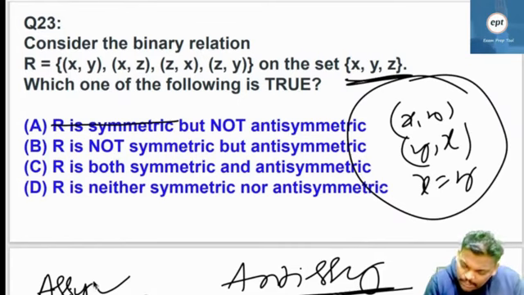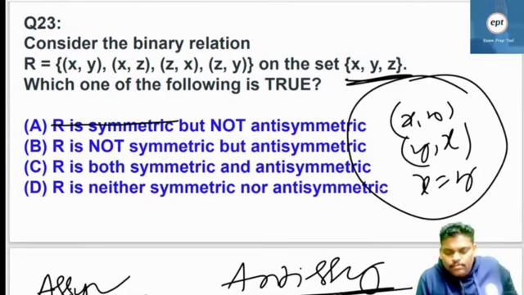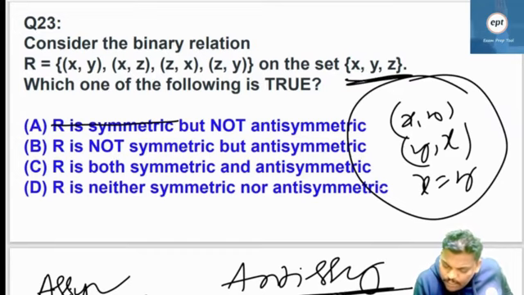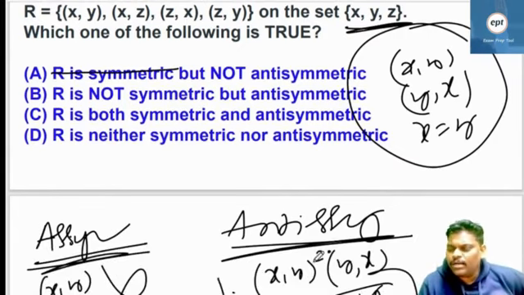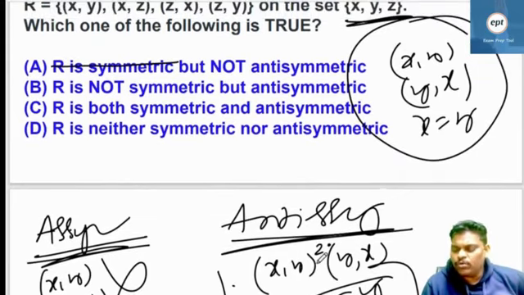Asymmetric: if xy is there, then yx cannot be there. But what is the meaning of anti-symmetric? If xy is there and yx is also there, then x is equal to y. Everyone, if anyone doesn't know, check one time. If anyone has a small doubt, check one time.